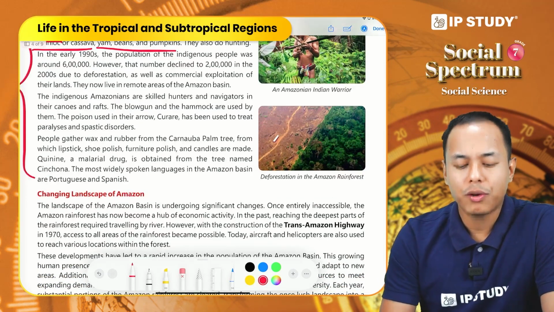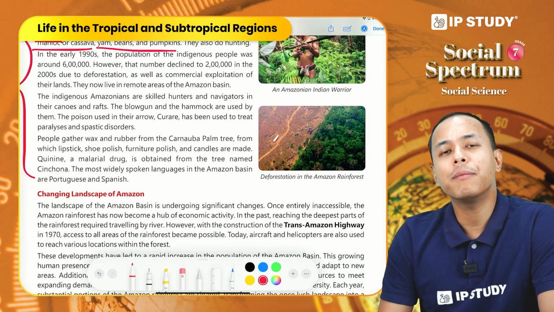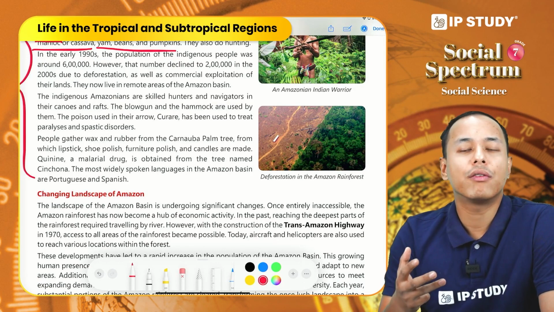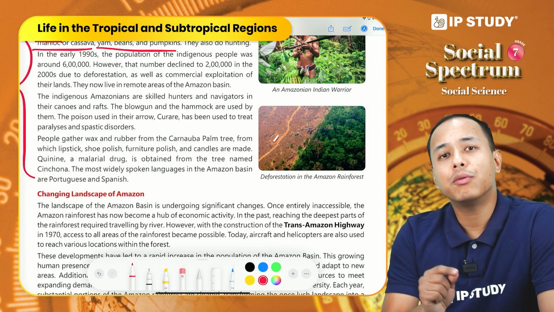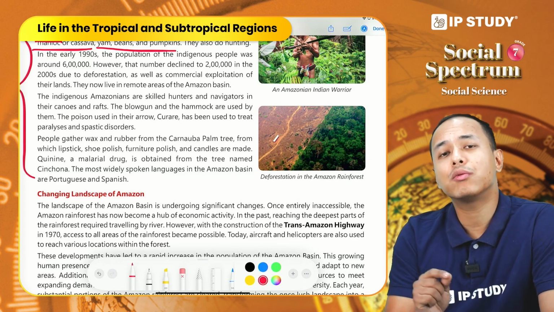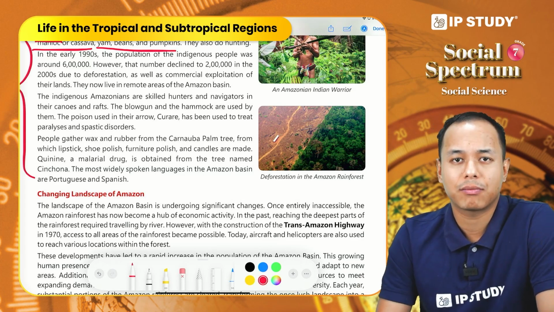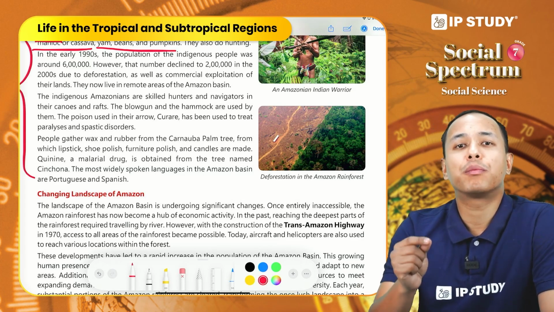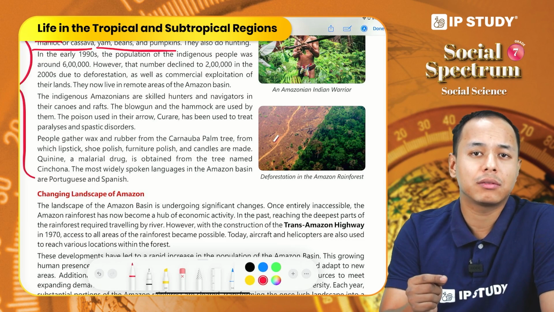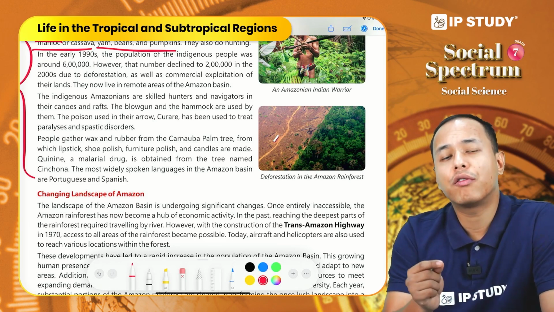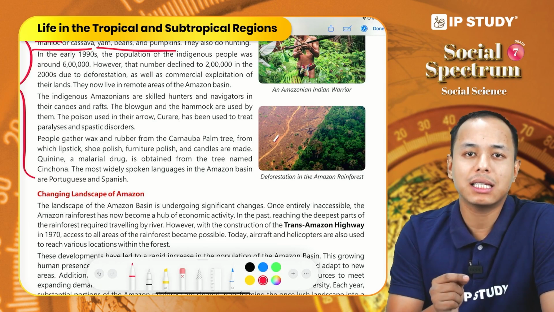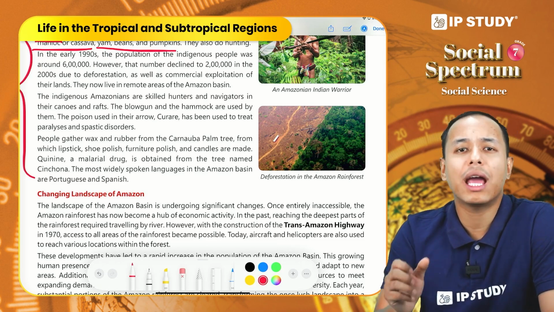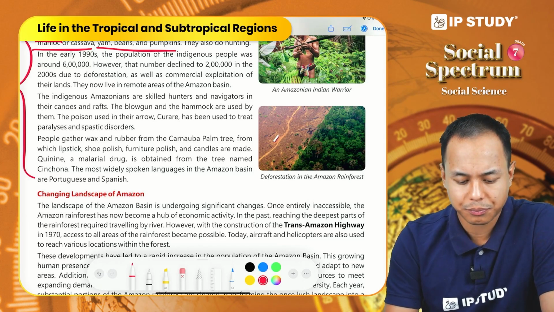So when we talk about the history of the tribal people living in the Amazon rainforest, during the 1990s, their population was close to 6 lakhs. But with the spread of commercialization or exploitation of the forest, or deforestation, their population has decreased and it is close to 2 lakhs now.